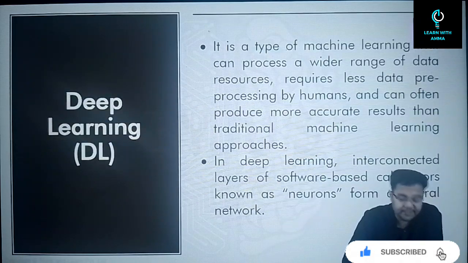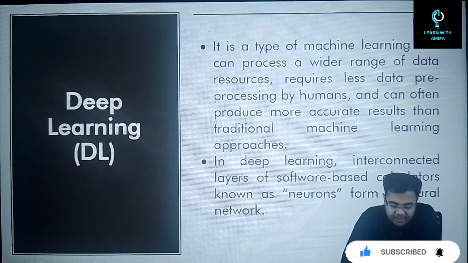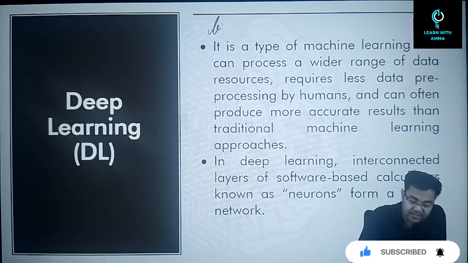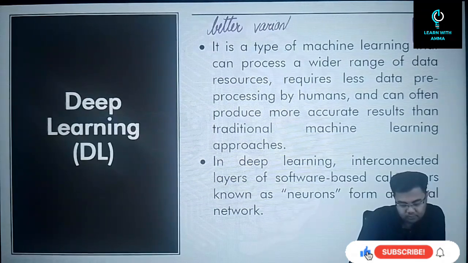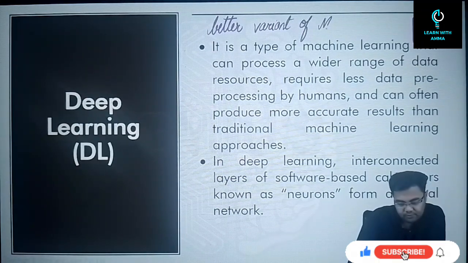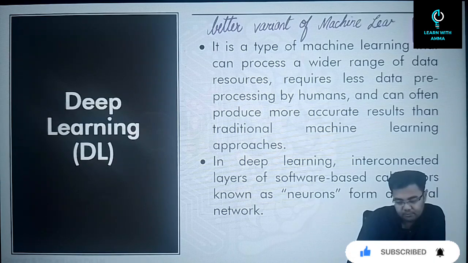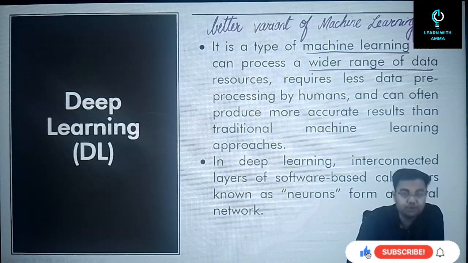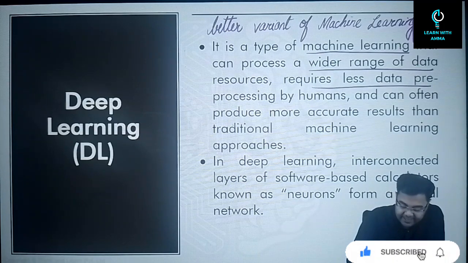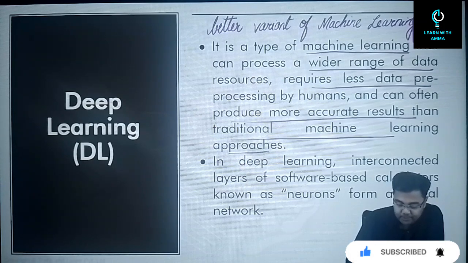Now there is another concept related to machine learning, which is deep learning. Now deep learning, we can simply say that it is a better variant of machine learning. So it is a type of machine learning that can process a wider range of data resources, requires less data pre-processing by humans, and can often produce more accurate results than traditional machine learning approaches.